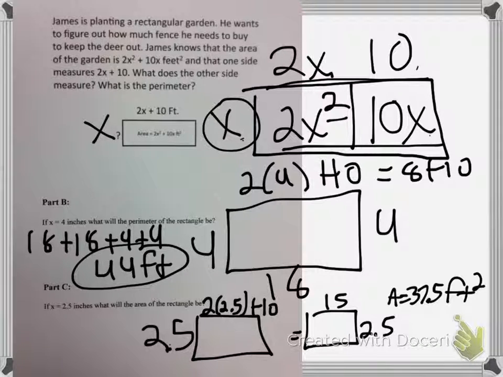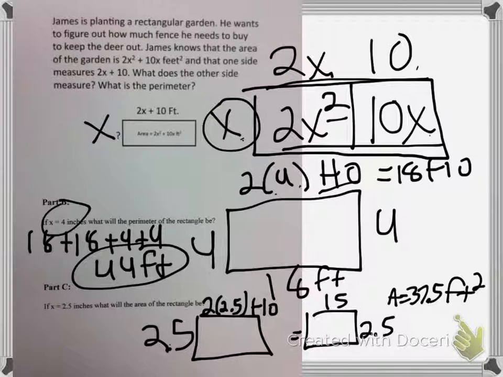Next, I'm going to plug in 4 for x. So I do 2 times 4. 2 times 4 is 8, plus 10 is 18. Alright, so now I got 18 feet and 18 feet, 4 feet and 4 feet. I add those up, I get 44 feet.